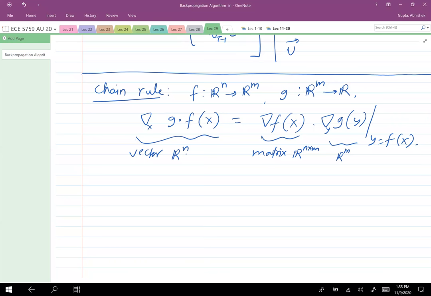I hope all of you remember this chain rule. It just extends the usual chain rule for differentiation that you may have studied in your calculus class to vector valued functions. Any questions so far? Perfect.